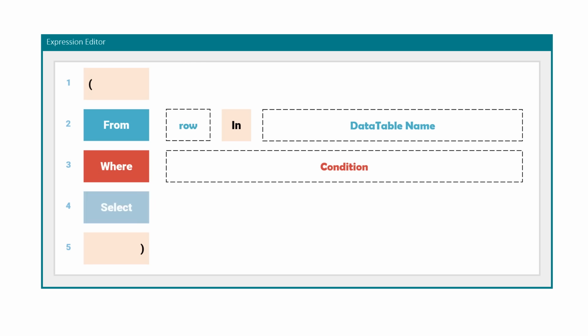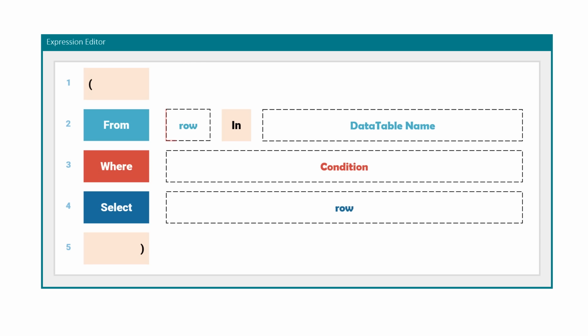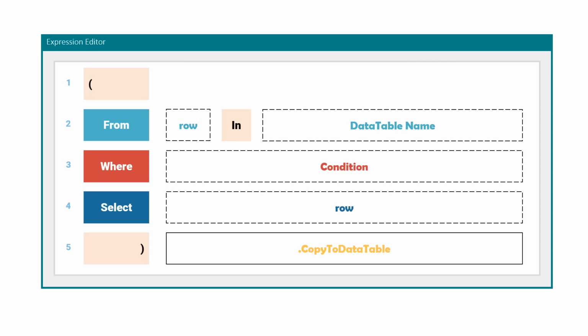The next statement is select. This statement is to select the data from the data table, which we filtered in the previous statement. In this case we want to select the entire row, therefore we add here the variable row, which we defined at the beginning in the from statement. The last thing we have to add to this query is a function, which converts the selected data into a specific data type. In our case we want to get the output as data table, therefore we add the function CopyToDataTable. The query is ready now to use.